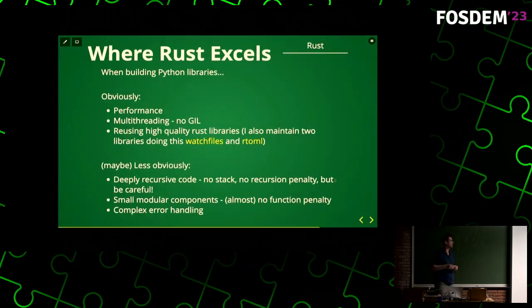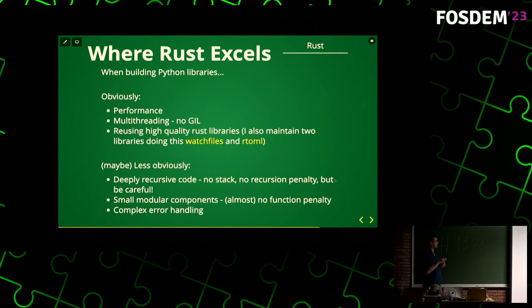So where does Rust excel in these applications? Why build this in Rust? There are a bunch of obvious reasons to use Rust, performance being the number one. Multi-threading and not having the global interpreter lock in Python is another one. The third is using high-quality existing Rust libraries to build libraries in Python instead of implementing it yourself.